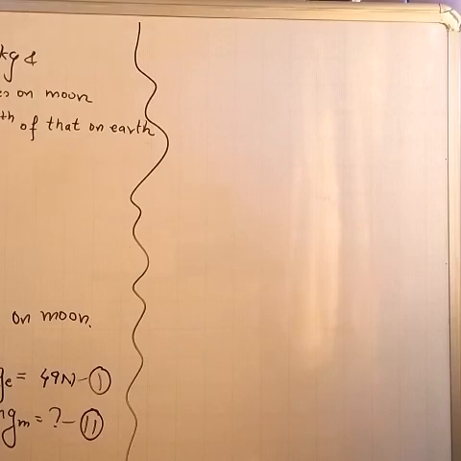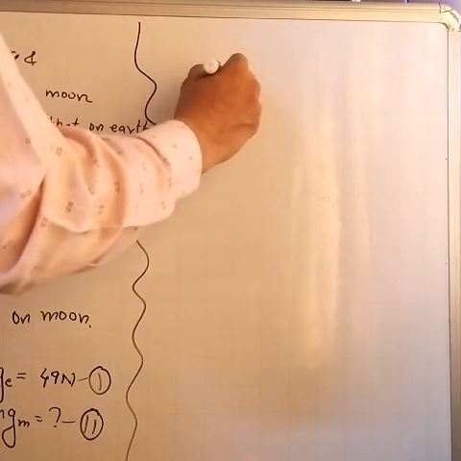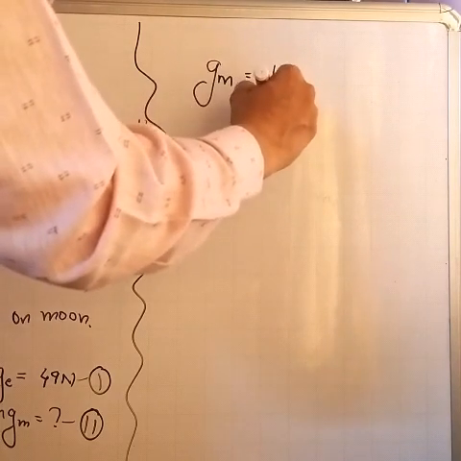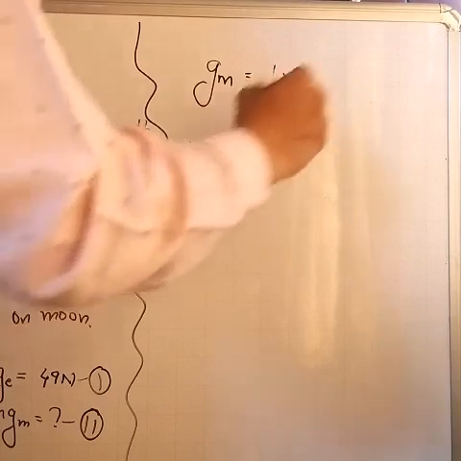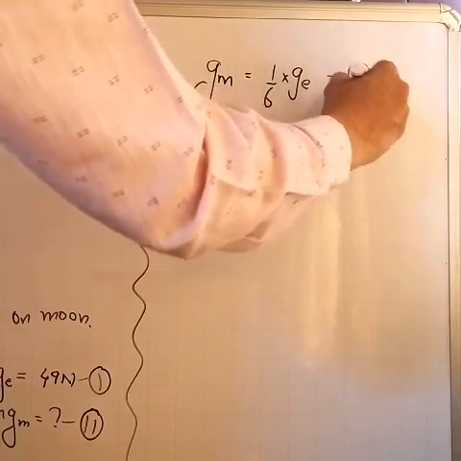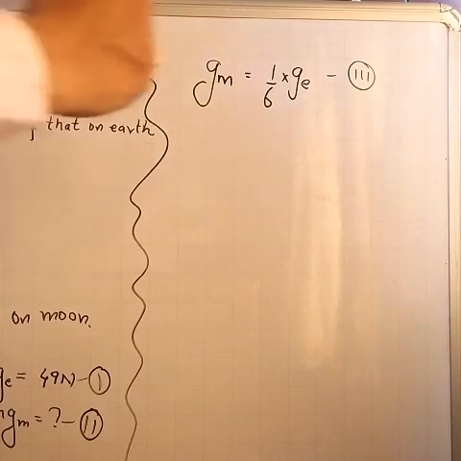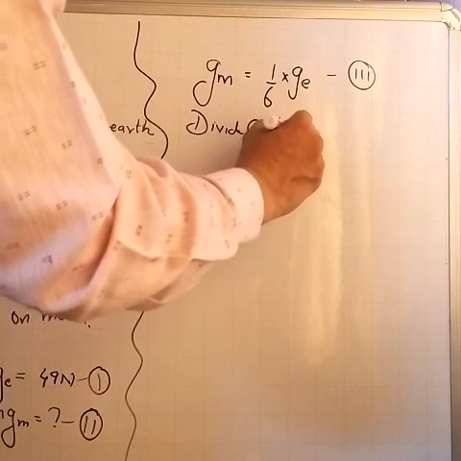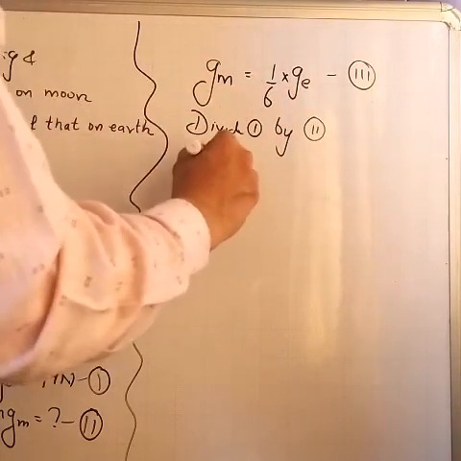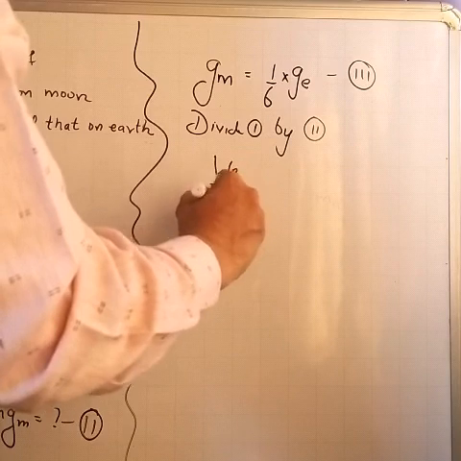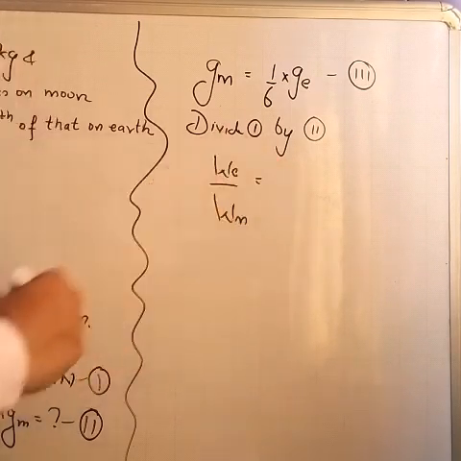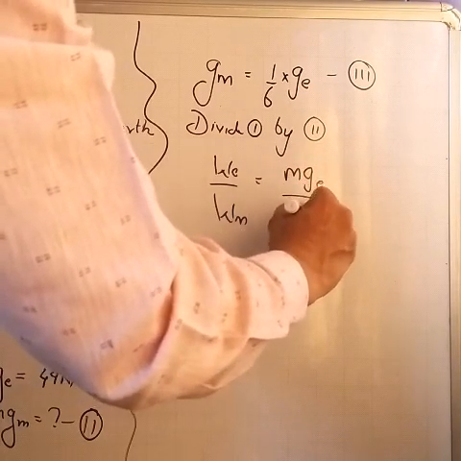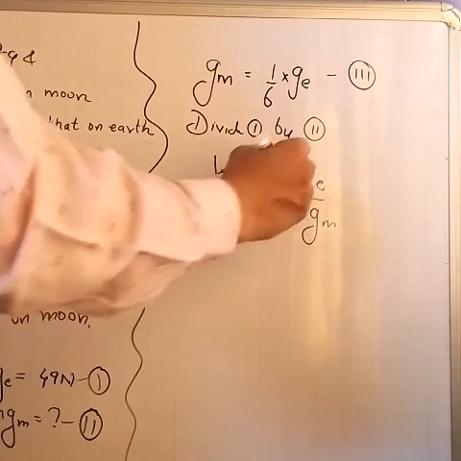Now see, they have given one relation between GM and GE. They have mentioned that GM is 1/6 that of GE. This is equation 3. Now I divide equation 1 by 2. What we get? WE upon WM equal to MGE upon MGM. M will get cancelled.